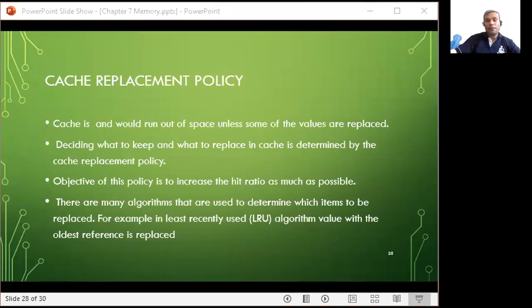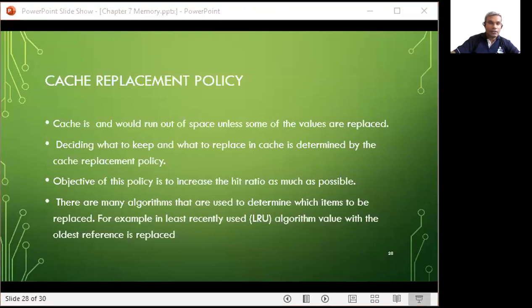Right? Now, I mentioned the cache is very small. It's very fast, but it's very small. So that means you can't put everything in the cache, otherwise it will be filled. So you have to decide what to put inside the cache and what to be replaced. That policy is known as the cache replacement policy. So what basically happens is this policy decides what to put in cache and what to be discarded.